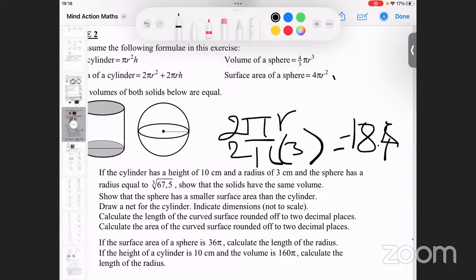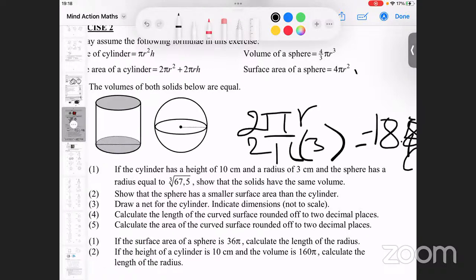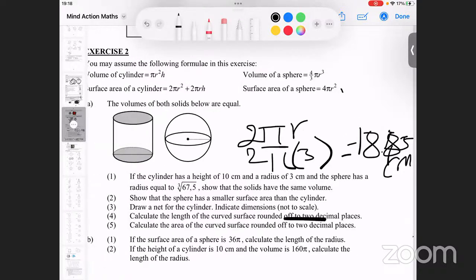18,849. Yes. That means it's going to be 85 centimeters, ne? Because they said you must round off to 2 decimal places. So it's going to be 18,85 centimeters. Do we have any question on that? Are we all good? Yes, ma'am.